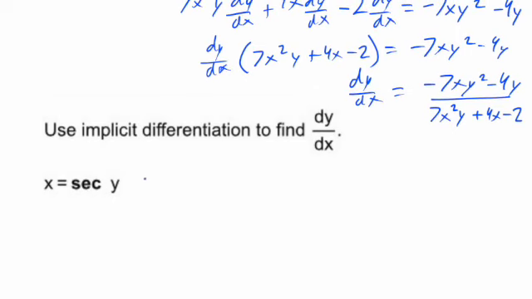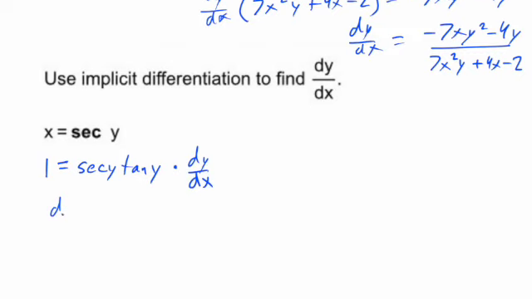x equals secant y, so we're going to differentiate both sides with respect to x. The derivative of x is 1, and the derivative of secant is secant tan. Okay, and because that's a y, we're going to use chain rule and multiply by dy/dx. Okay, so you're going to have dy/dx equals 1 over secant y tan y.